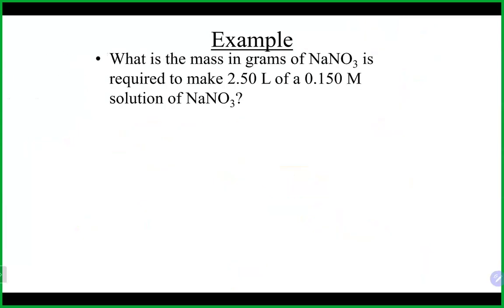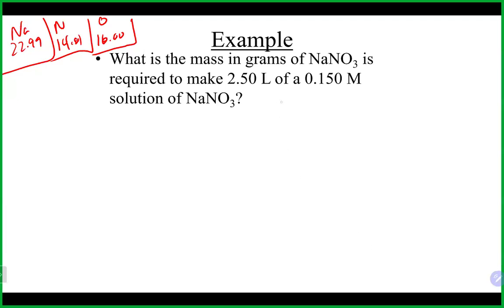Let's take a look at another one here. What is the mass in grams of sodium nitrate that's required to make 2.5 liters of a 0.15 molar sodium nitrate solution? Sodium is 22.99, nitrogen 14.01, and oxygen 16. Okay, so let's take a look.